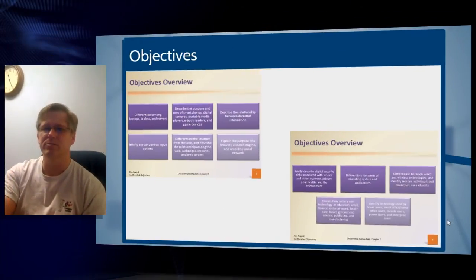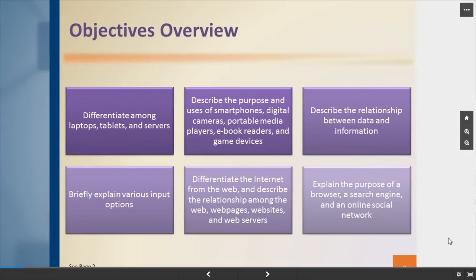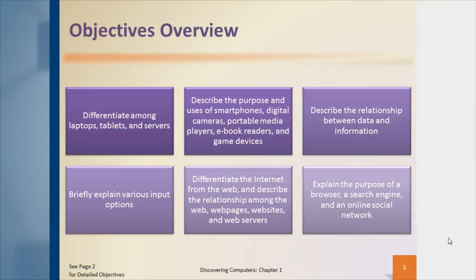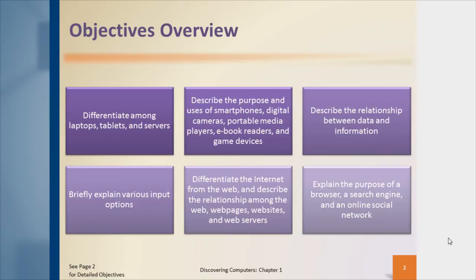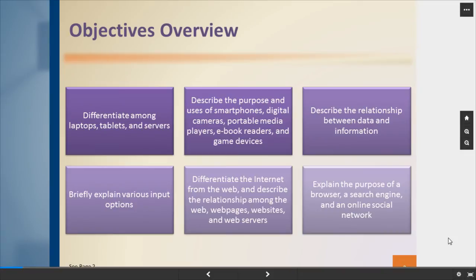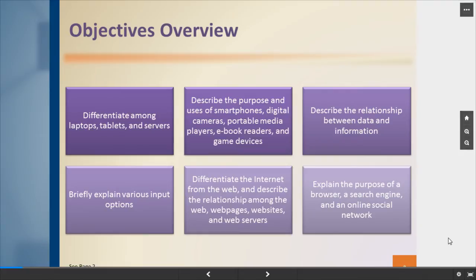Okay, so the objectives for this chapter include being able to differentiate among laptops, tablets, and servers. I think most of you probably have a pretty good idea, particularly with respect to laptops and tablets, but we'll talk a little bit about that. Servers as well, we'll talk about that and talk about some of the differences in terms of software and hardware and stuff like that. We'll describe the purpose and uses of smartphones, digital cameras, portable media players, ebook readers, and game devices. I don't think there's a lot of black magic there.